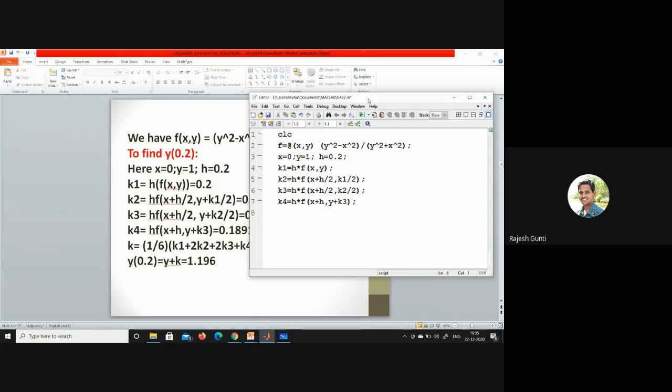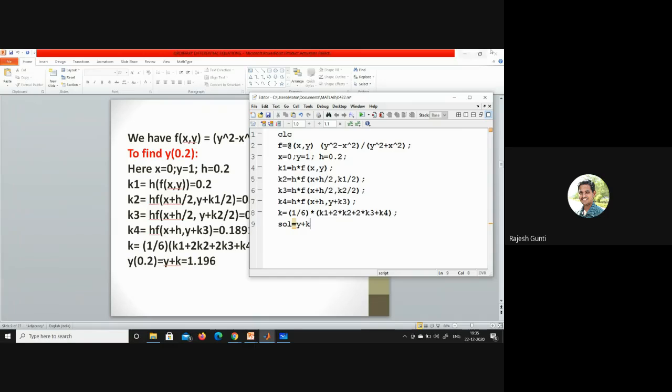Okay. Now K1, K2, K3, K4 are there. Now we'll calculate K. K is equal to 1/6 of K1 plus K2 plus 2K3 plus K4. Okay. Then my solution value is y plus k. Y plus k is my solution. Am I correct or not?